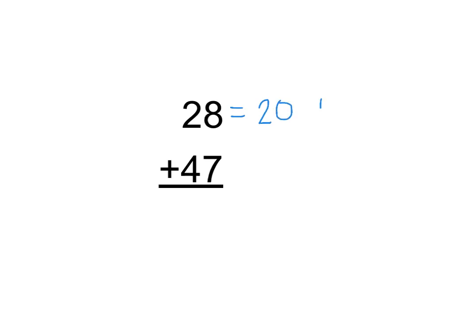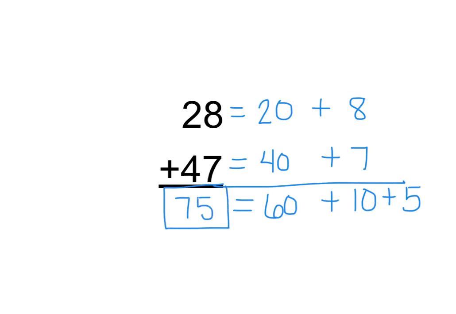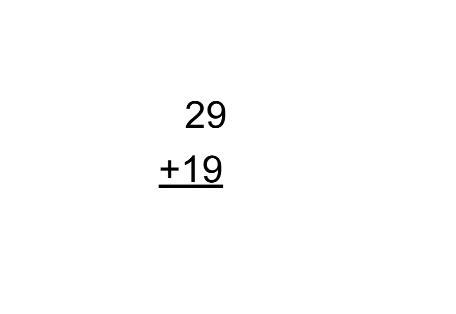28. 20 plus 8. 47. 40 plus 7 equals 60. 7 plus 7 is 14. So we need one more, so it's 15. 60 plus 10 is 75. Make sure when you're writing these that you're making your columns straight.